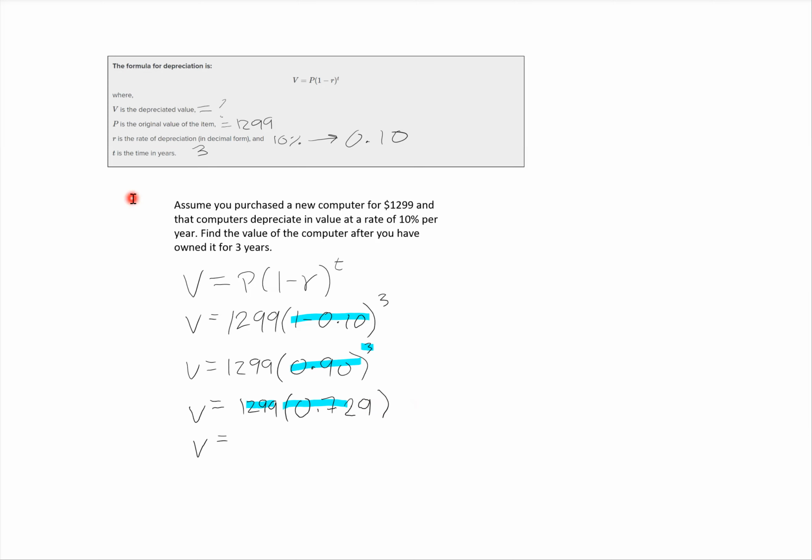0.729 with $1,299. And after 3 years, assuming it's probably still in good condition, our computer would be worth $946.971. Since money is rounded to 2 decimal places, we'd want to do that here, and our final answer would be $946.97.